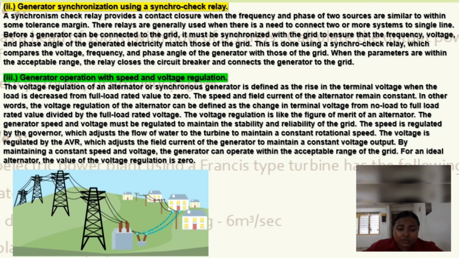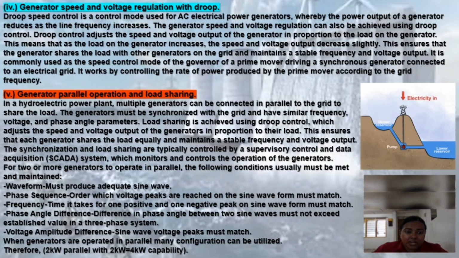The generator speed and voltage must be regulated to maintain the stability and reliability of the grid. The speed is regulated by the governor, which adjusts the flow of water to the turbine to maintain a constant rotational speed. The voltage is regulated by the AVR, which adjusts the field current of the generator to maintain a constant voltage output. By maintaining a constant speed and voltage, the generator can operate within the acceptable range of the grid. For an ideal alternator, the value of the voltage regulation is zero. So this is an example of an image of a transmission line. Now for the fourth part, generator speed and voltage regulation with droop.